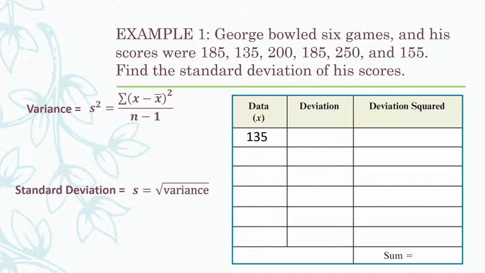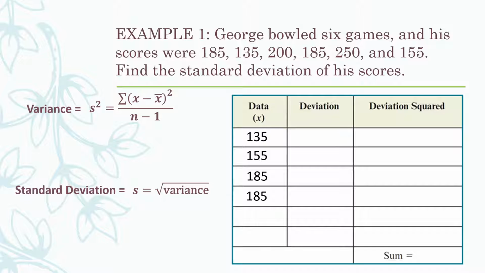Alright, let's start filling out the table. I've already got the first data value filled in. Like I said before, I'm going to put these in order from smallest to biggest. You do not have to do that. I'm just following along with your textbook, and this is the way they do it. But like I said, in the next example, I'm not going to put them in order, and then you'll see that it really has no effect. Alright, so filling in the data column, 135, 155, 185, then 185 again.